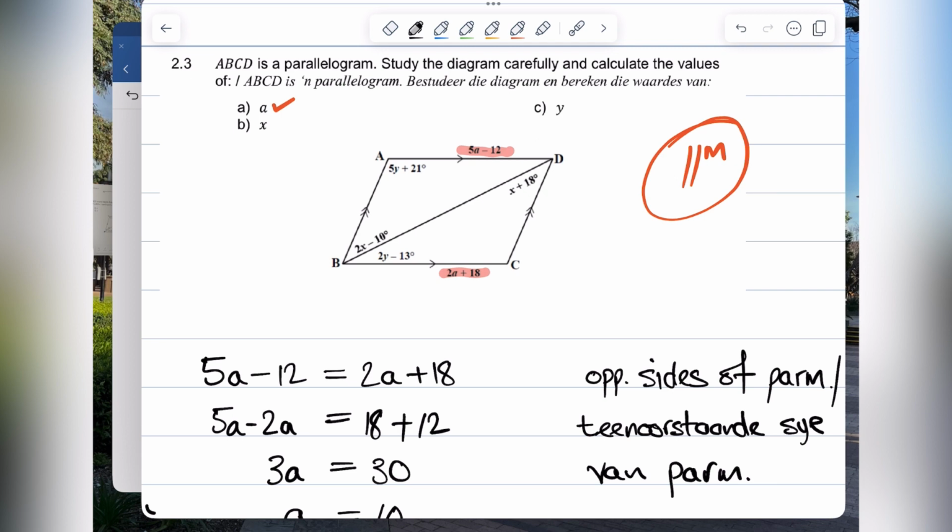So 2.3b, we can now go forth and calculate the value of x. If you look at where x is located, we've got an x over here. Maybe I should just use a different color, say green. So x plus 18, we've got an x over there, and we've got 2x minus 10. So how can we relate these two angles?